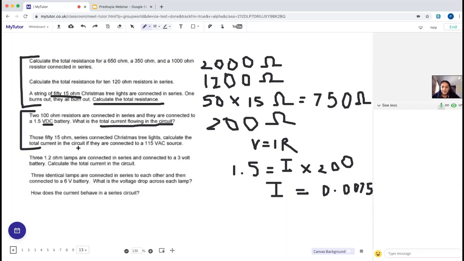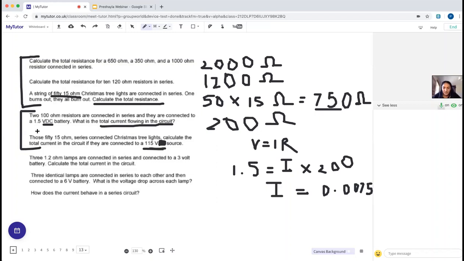Okay, so for the next one, those 15 ohm resistors that we had in the lights, we want to calculate the total current. So we already know the total resistance is 750 ohms, and we have a 115 volt source. So again, V equals IR, we do 115 divided by 750, which is 0.15. VAC, don't worry about that for now. AC means alternating current, but we're not going through that now. So just pretend that it says DC.